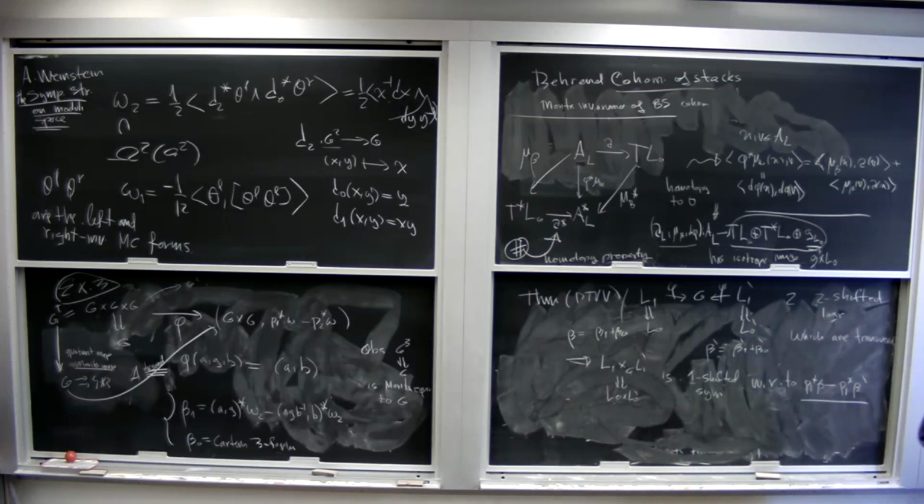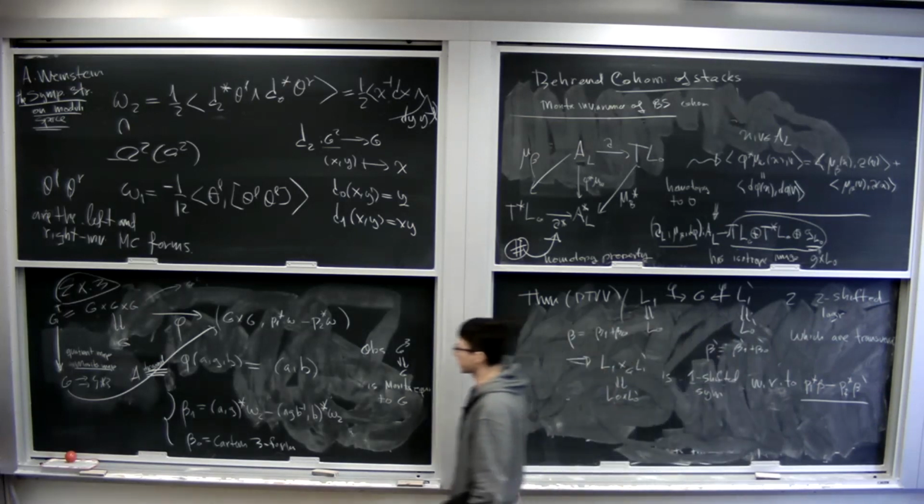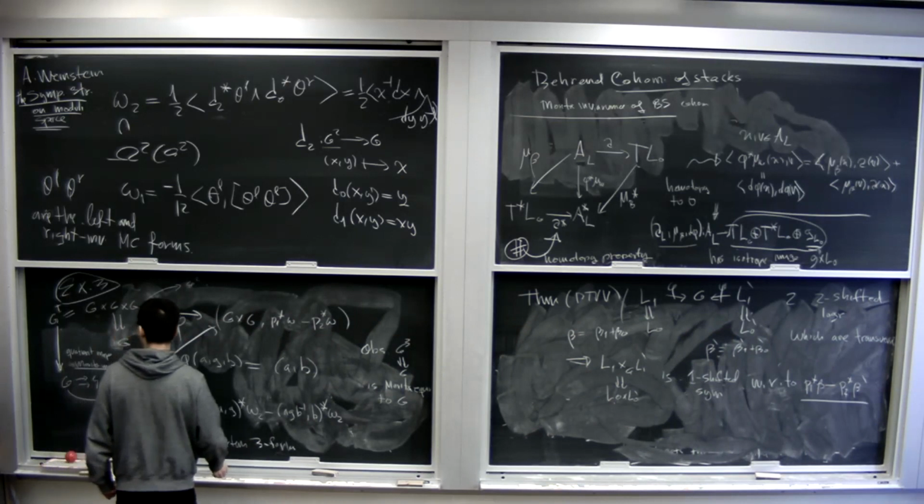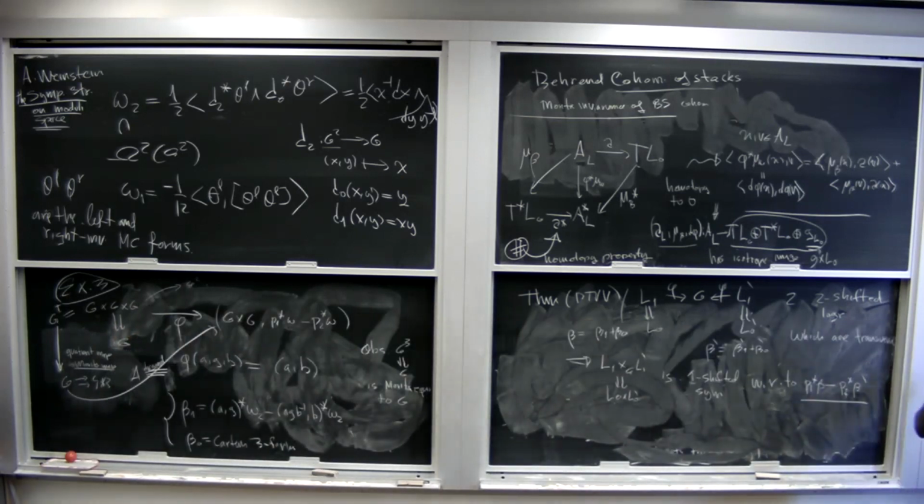So this innocent looking result has a number of consequences. Well, let's call this example again, P1 star minus P2 star. Yes, of course. And here's the reason why we consider this guy. So we can take, for example, the fiber product of that guy with the actual diagonal.